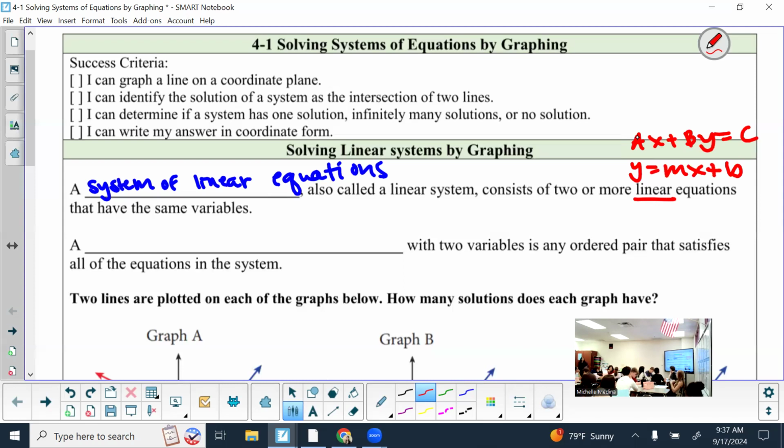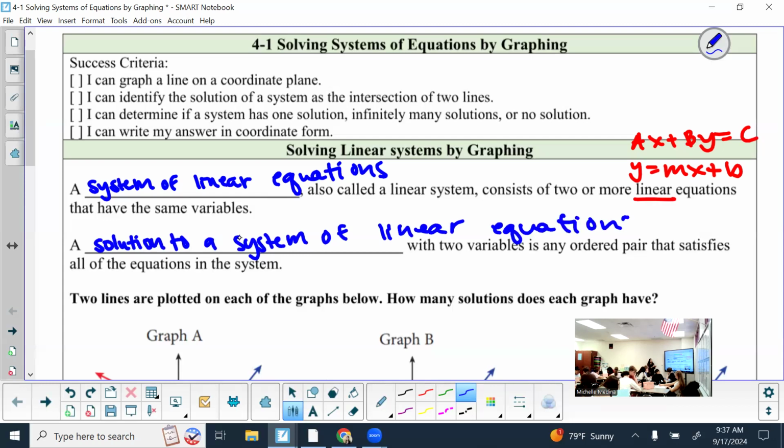So, a system of linear equations: 2 or more linear equations with the same variables. A solution to a system of linear equations is any 2 variables in ordered pair form that satisfies all of the equations in the system. So where before it just had to make one equation work, now it needs to make both equations work.